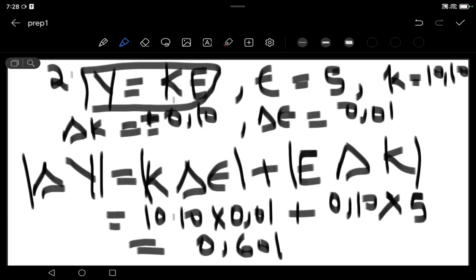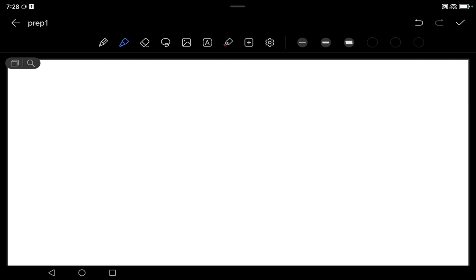So let's do 1.2, evaluating error using the method of small change. Yes. 1.2. So we're going to evaluate maximum error using the method of small change.